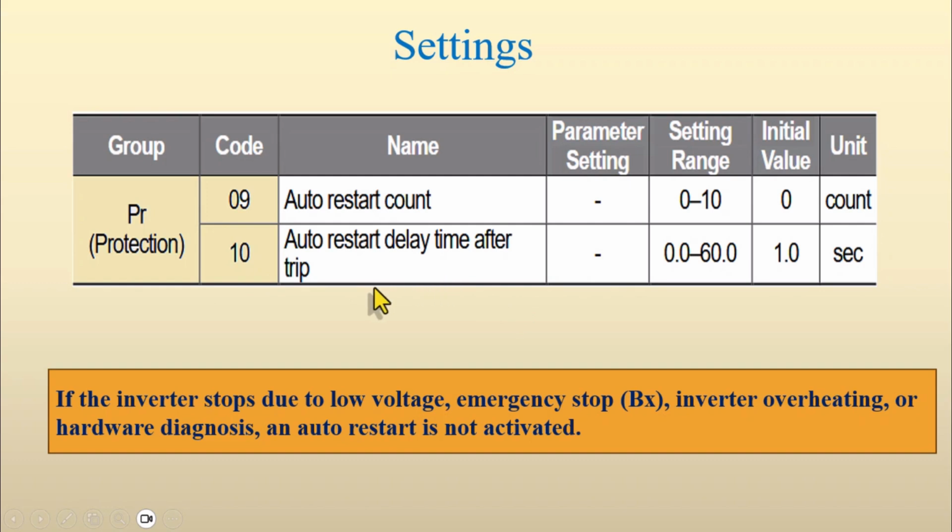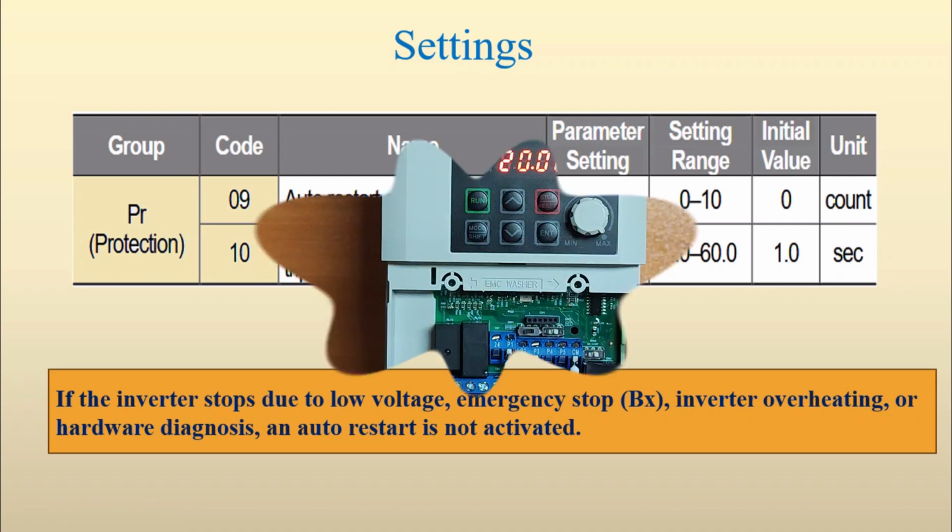So we learned how to enable the auto restart feature in the M100 inverter using parameters PR9 and PR10. In PR9, we specify the number of times the inverter can restart the electric motor after a fault occurs and is cleared. And in PR10, we also specify the delay time for how many seconds the inverter waits to restart after a fault is cleared. Let's go and apply the settings we learned to the M100 inverter and test this feature together.